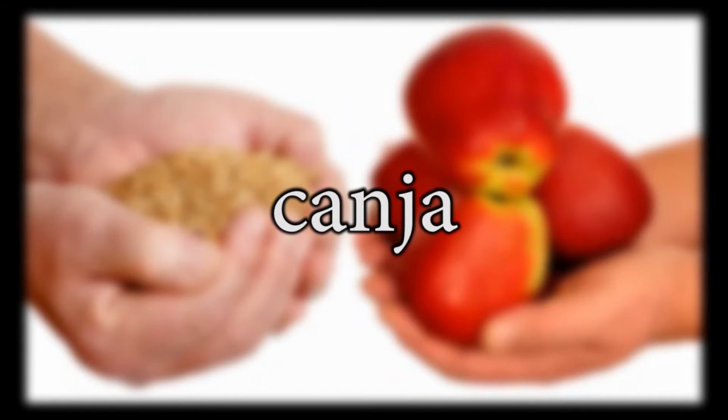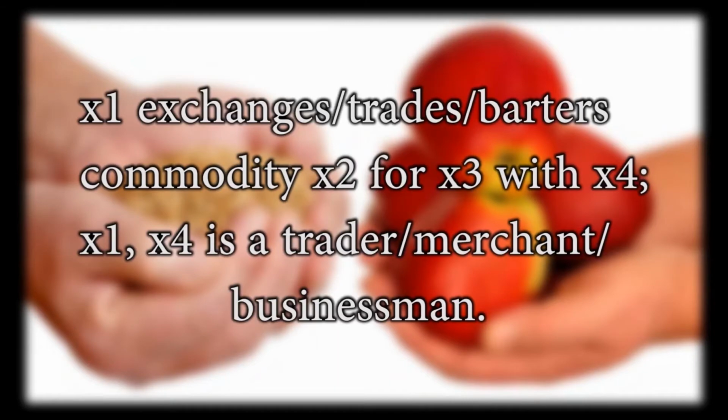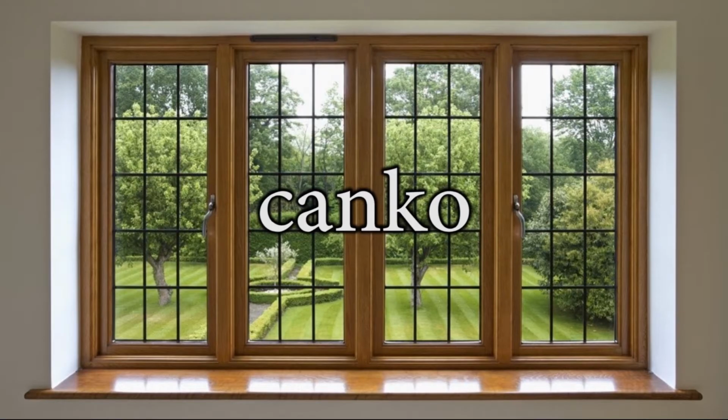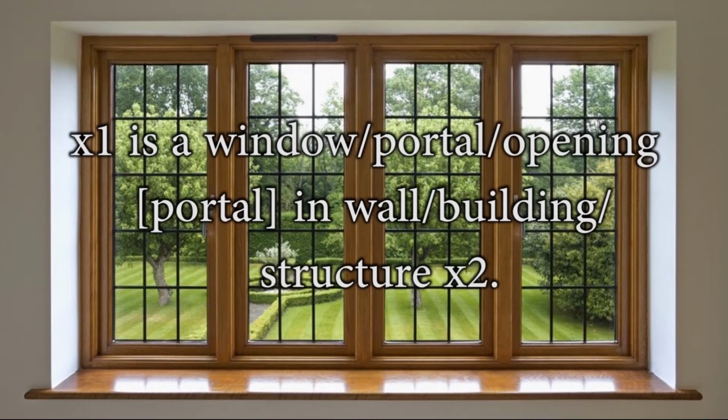Shanja. X1 exchanges, trades, or barters commodity X2 for X3 with X4. X1 and X4 are traders, merchants, or businessmen. Shanko. X1 is a window, portal, or opening in wall, building, or structure X2.